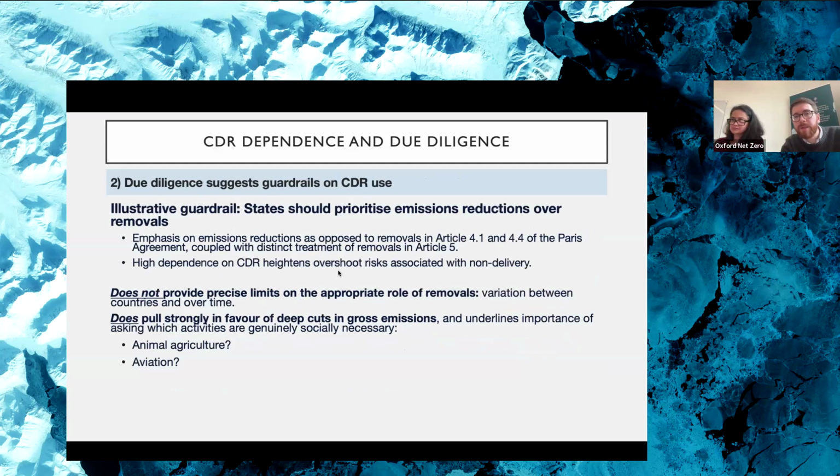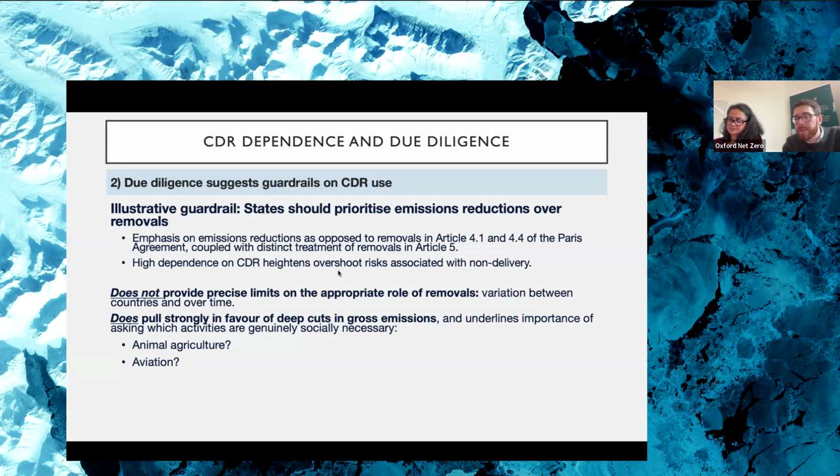And the second key point I want to make about the implications of due diligence for CDR is that it gives us suggested guardrails for how states ought to act in putting together plans for CDR deployment. So I'm going to discuss two of these guardrails. The first is that states should prioritize emissions reductions over removals. And partly we can ground that in the text of the Paris Agreement, which puts a lot of emphasis specifically on emissions reductions, not equally on emissions reductions and removals.